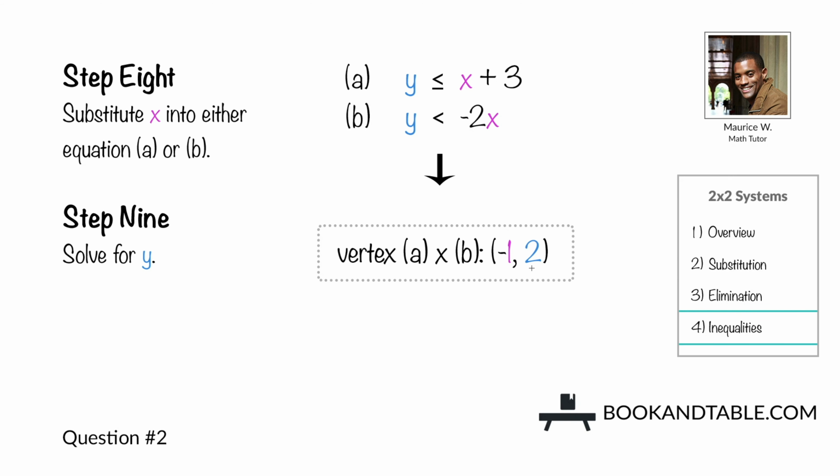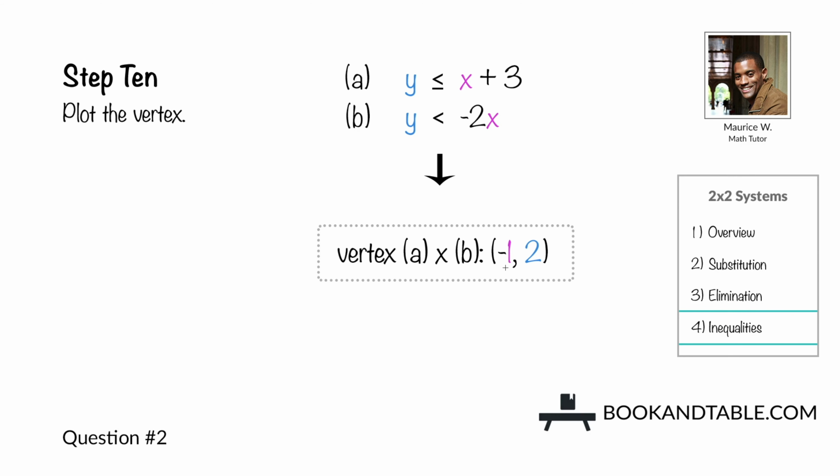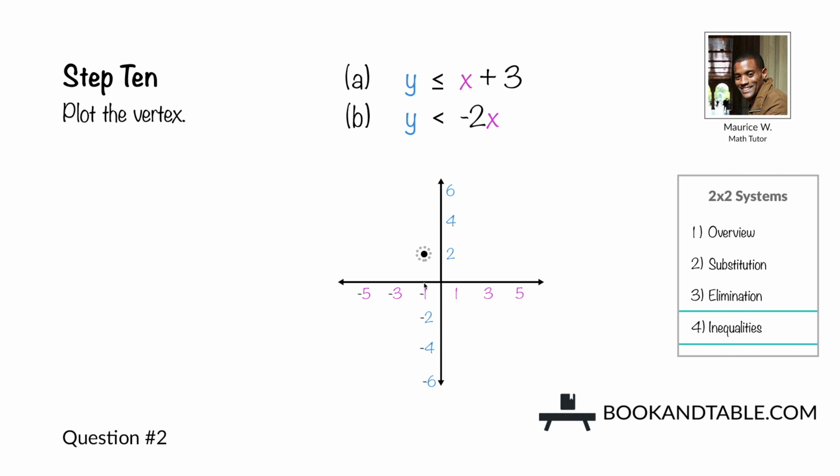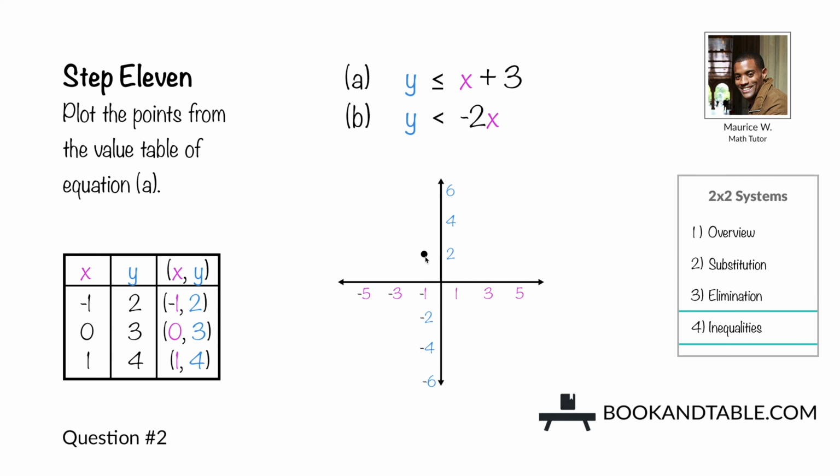So now that we know the vertex, we can plot the vertex where x is negative 1 and y is positive 2 in a coordinate plane. So we plot the point. And now, step 11, we plot the points from the value table of equation A. So you go back to that value table in your notes. And our first point is negative 1, 2. So it's the same as the vertex. The second point is 0, positive 3. And the third point is positive 1, positive 4.